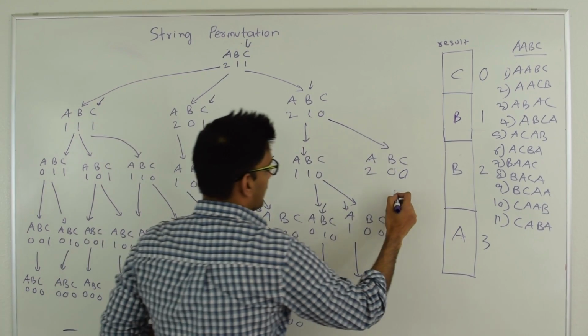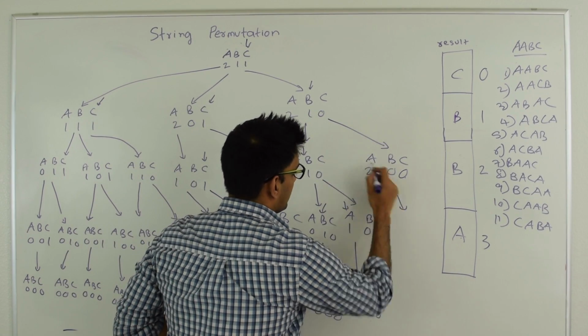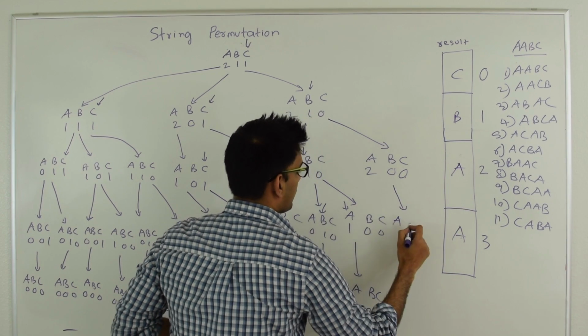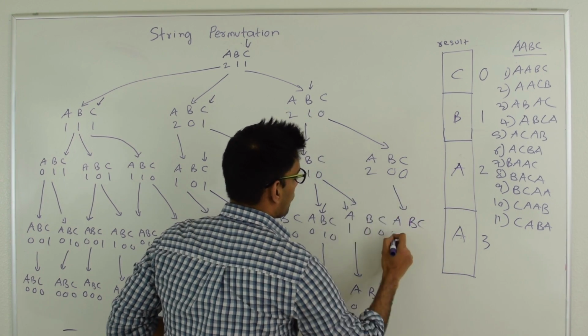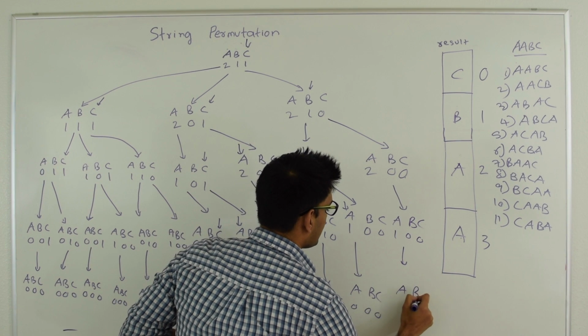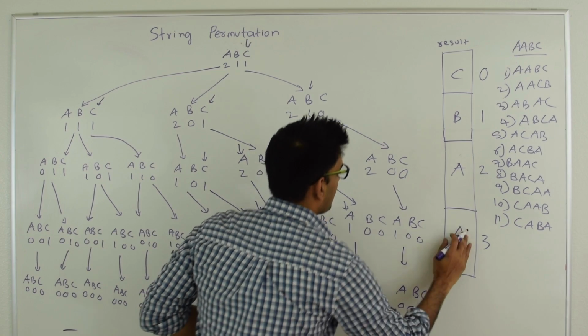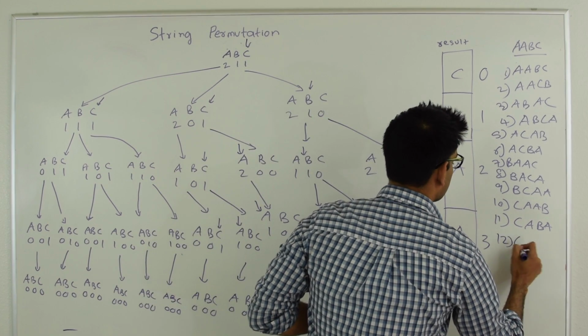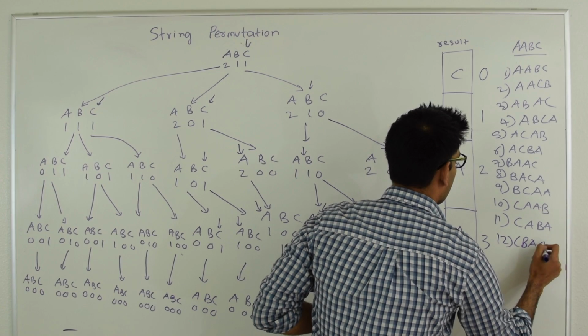And from here we go again into the recursion with A by decrementing the count of A. So A, B, C, and 1, 0, 0, and then A, B, C, 0, 0, 0, and this value also becomes A. And this will be our final addition, C, B, A, A.